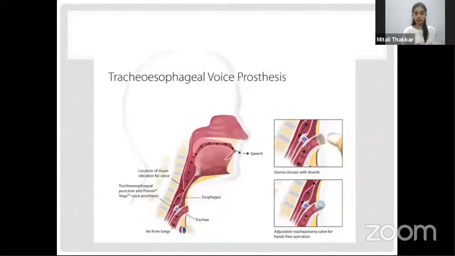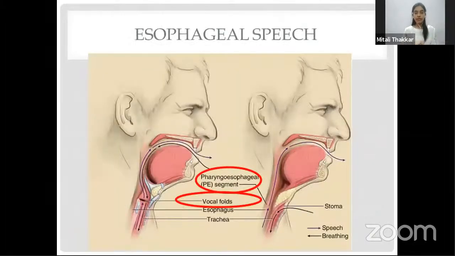I shall put up a video on the other methods also, but today let's just focus on esophageal speech. So when we say esophageal speech, you have to understand that there is an altered anatomy of the person, and this altered anatomy is going to adapt to the physiology of speech production.